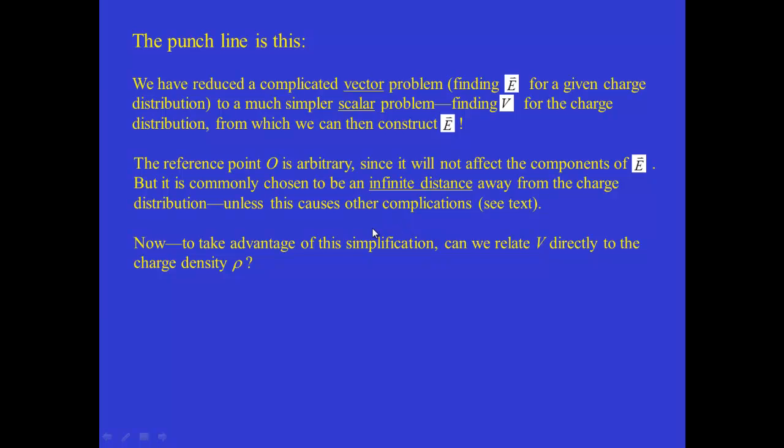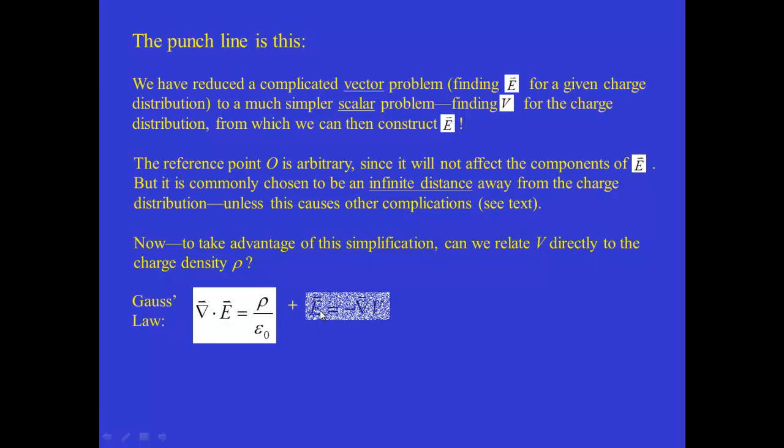All right, to take advantage of this simplification, having reduced a complicated vector problem to a simpler scalar problem, we have to come up with an apparatus for finding V. Let's assume that we know a charge density in a certain region of space. How can we find the electric potential in that region? And the starting point is Gauss's law in the differential form del dot E is rho over epsilon naught. Add to this the expression that relates E as minus the gradient of V.